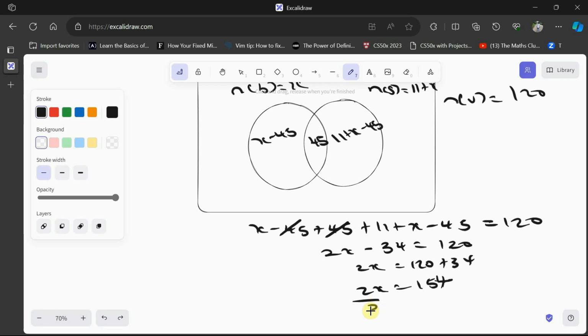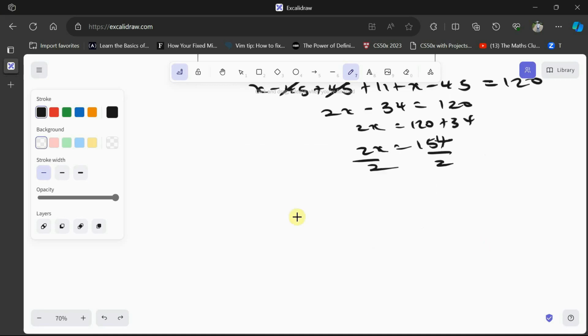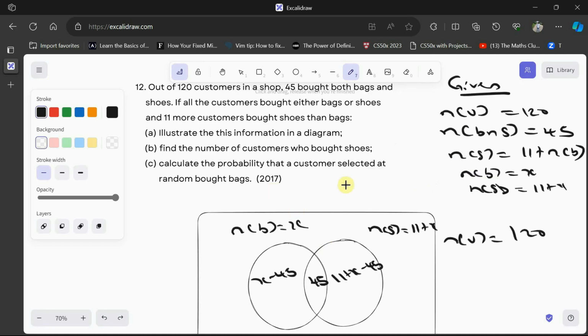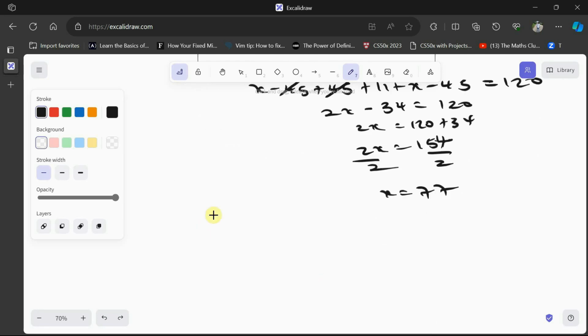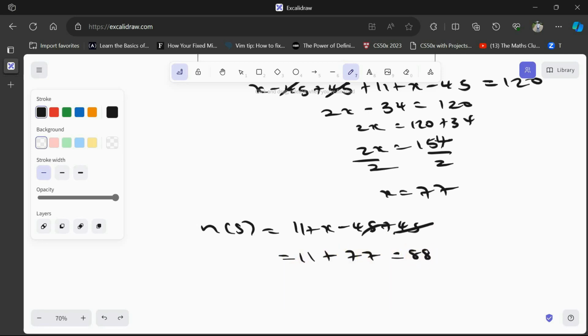And if I divide both sides by 2, what will our x be? Our x will just be equal to 77. It now says that we should find the number of customers that bought shoes. So that bought shoes will be this entire thing, which will be 11 plus x minus 45 plus 45. So these two should go. That would be 11 plus 77, and that is equal to 88.